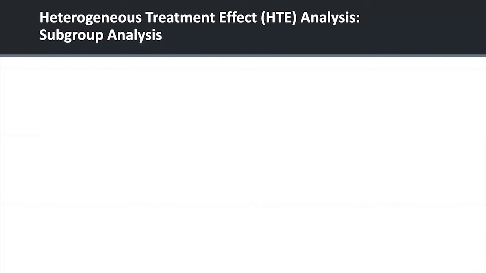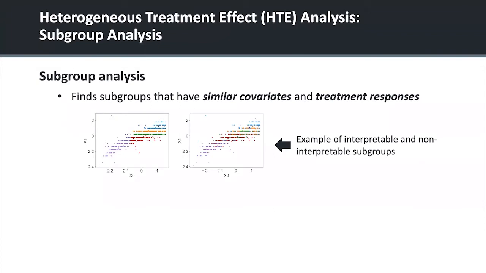In this paper, we developed a heterogeneous treatment effect analysis method to find subgroups of individuals who have similar covariates and treatment response. As shown in the figures, the colors indicate which subgroup an individual belongs to. The subgroups on the left are interpretable in terms of individuals' covariates x0 and x1. The subgroups on the right are highly overlapped and non-interpretable.